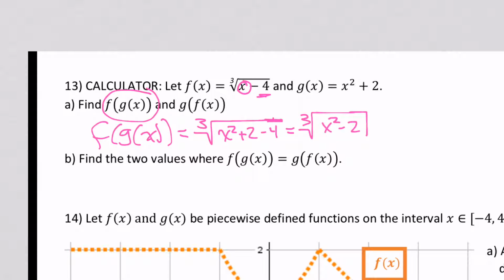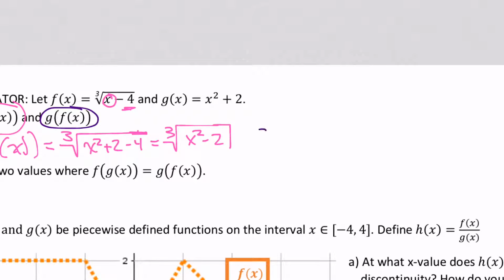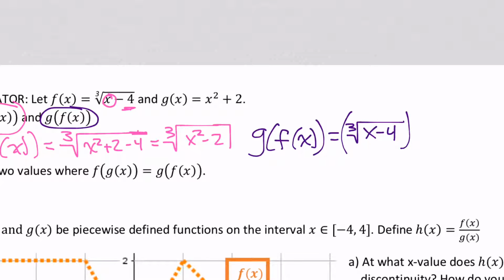All right. Now let's go ahead and do g of f of x. G of f of x is a very similar thing, except it says do it the other way. Start writing the g function, but instead of x, write the entire f function. Well, the g function starts with an x squared, so instead of that x, we need the f function squared. So we need the cube root of x minus 4. We need that whole thing squared. And now we finish writing the g function, plus 2.